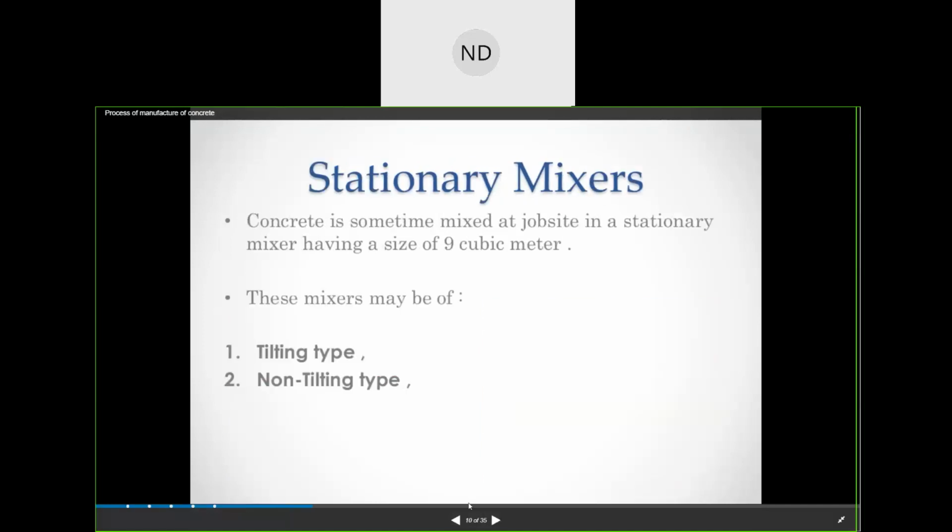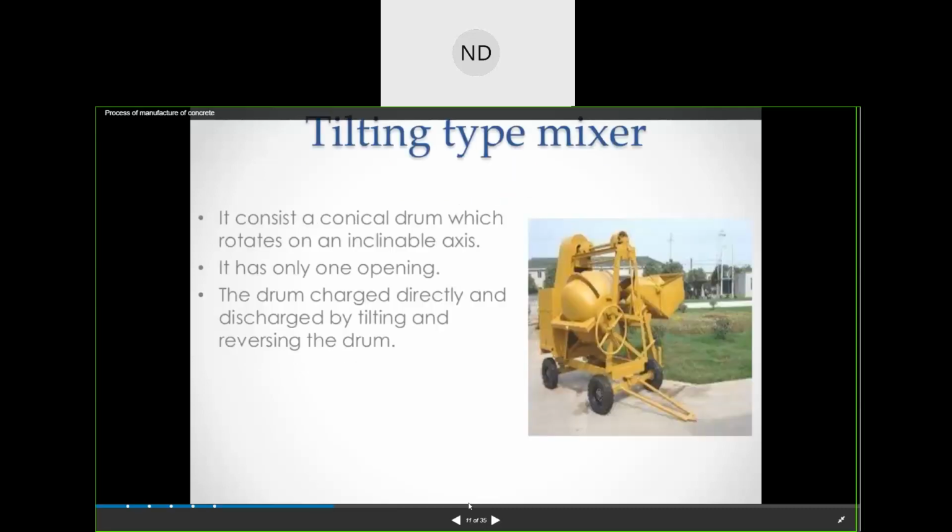Then we have stationary mixers. There are two types: stationary tilting and non-tilting. Tilting consists of a conical drum, which you have already seen in the street, I guess. It has only one opening from where this mixture is tilted, and then you pour, and then you go to the construction floor and use that concrete. The drum is charged directly and discharged by tilting, reversing the drum. This you people understood easily.